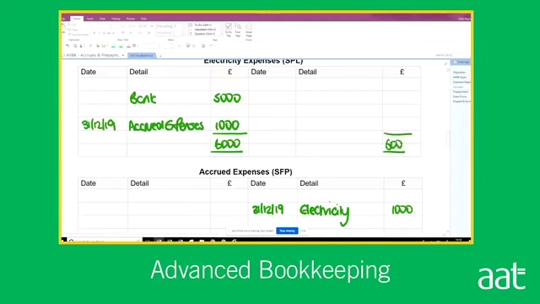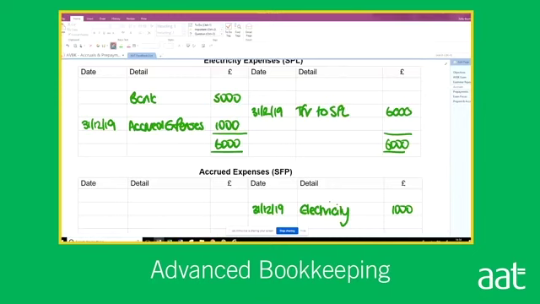That's 6,000. And what I do know is that at the end of the financial year, so the 31st of December, I am going to transfer to the statement of profit and loss, or to the TB as such, £6,000, because that is the electricity expense for this financial year. So key things here is obviously identifying the correct date.